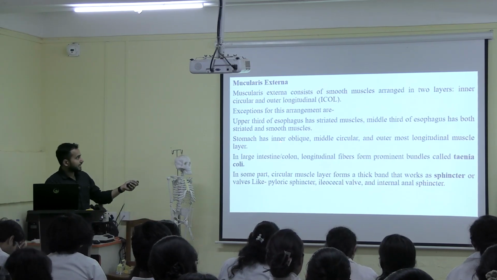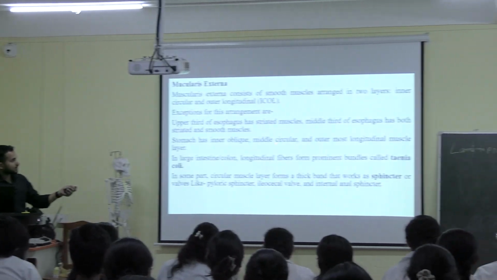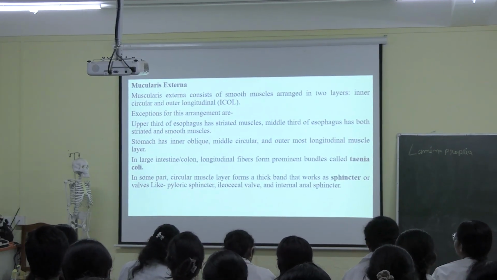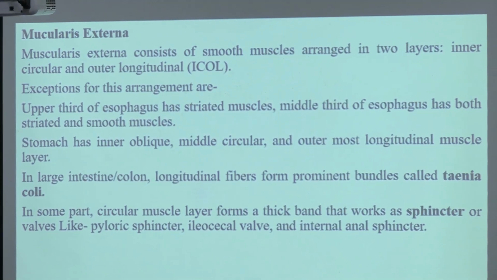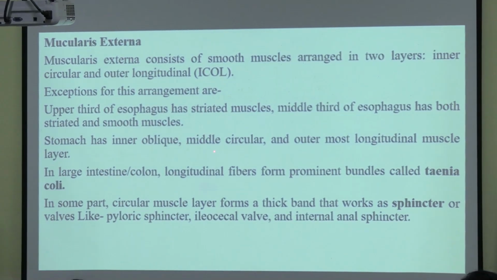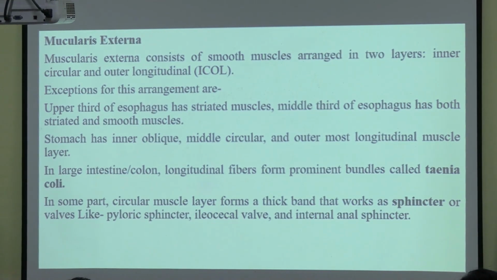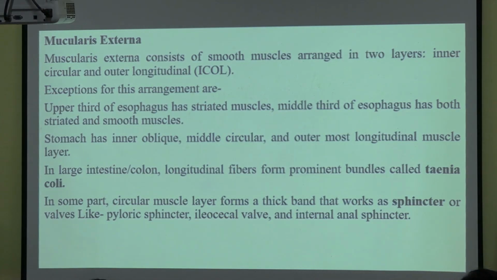Now in the case of stomach, there is an inner oblique layer, then middle circular and outermost longitudinal layer. As I said, in the stomach not two, three layers are there. First the oblique layer, then the circular layer, and then the outermost longitudinal layer in the muscularis externa. Whenever you are writing it in the exam, you have to mention that the stomach has three layers, one layer extra, in the muscularis externa.